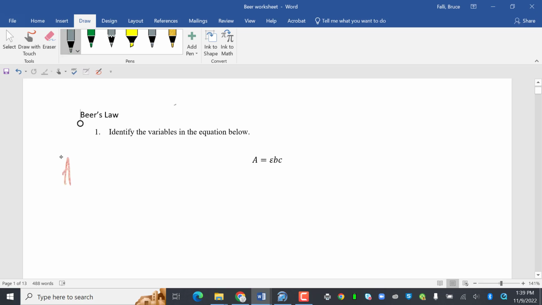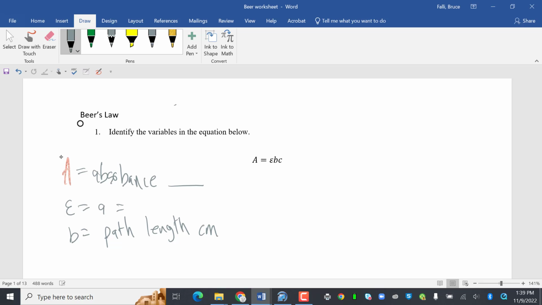A is absorbance, which is unitless. This is often shown as A. This is B, which is path length, which is usually in centimeters, but it could be anything. Oops, I forgot to say equals. A equals molar absorptivity constant.